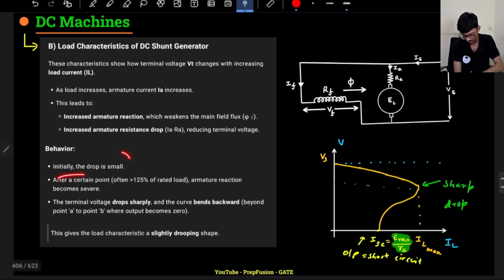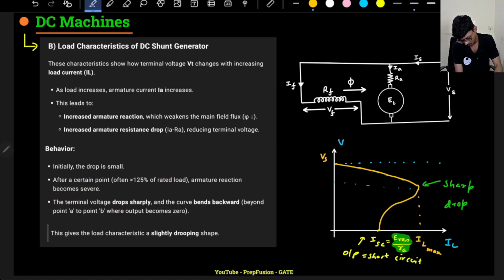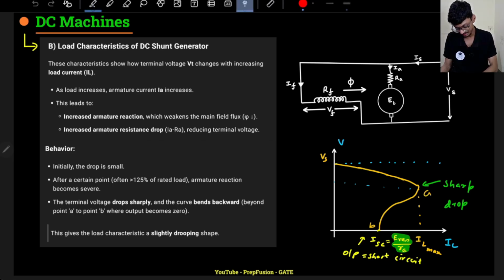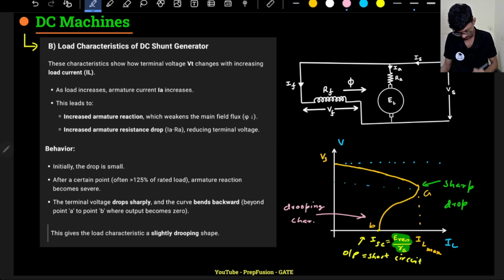So behavior: initially the drop is small, but after a certain point, often greater than 125% of the rated load, armature reaction becomes severe because it is very high, and there will be a sharp drop and the curve will bend backwards from point A to point B. So here it will be point A, this will be point B. This characteristic, the load characteristic, is known as the drooping characteristic.